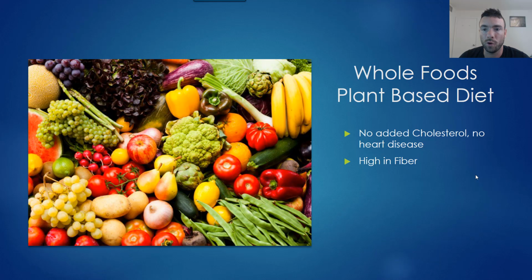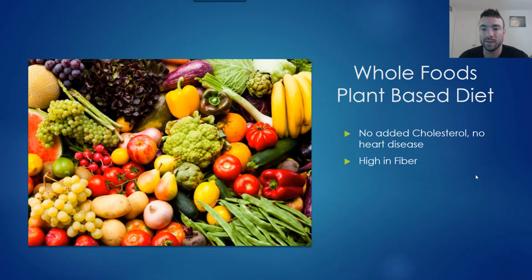Also, a whole foods plant-based diet basically has no added cholesterol. So with no added cholesterol, your arteries, the blood's going to flow better, and you're not going to have all that excess plaque buildup that's going to narrow the blood flow and eventually lead to a blood clot.